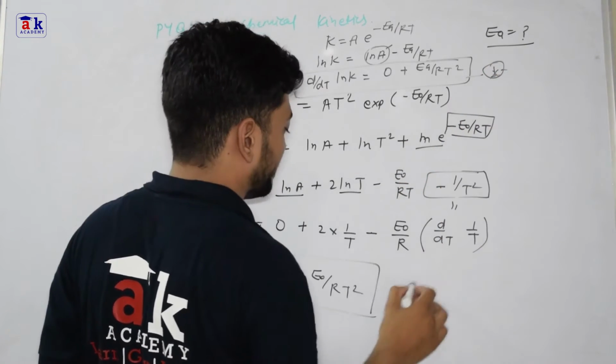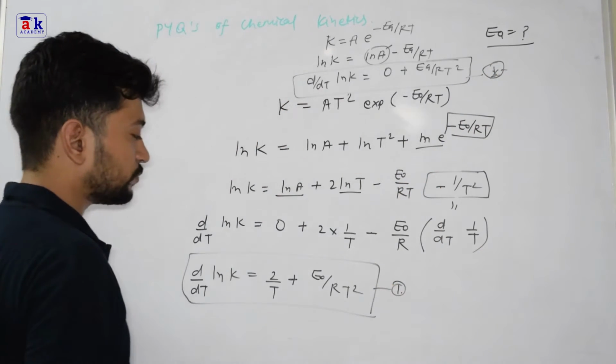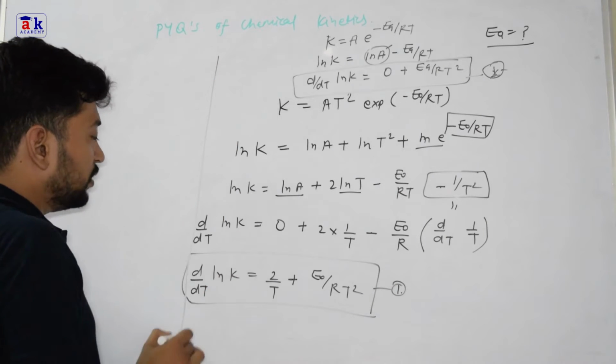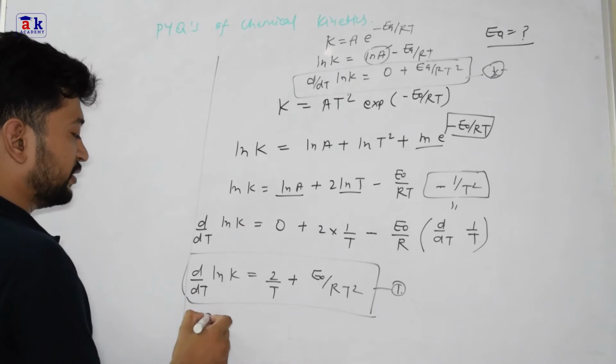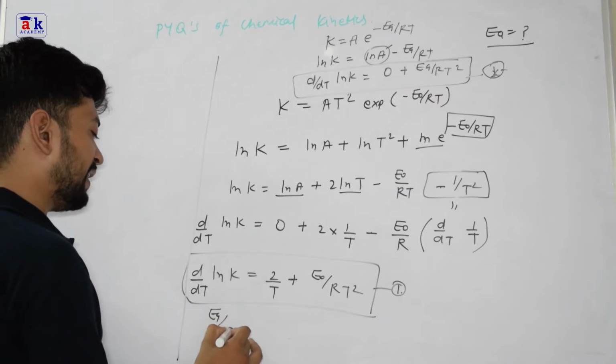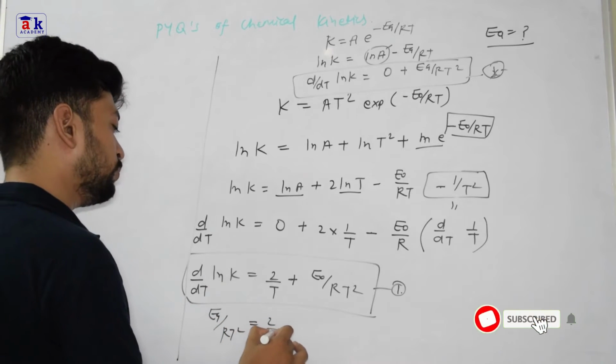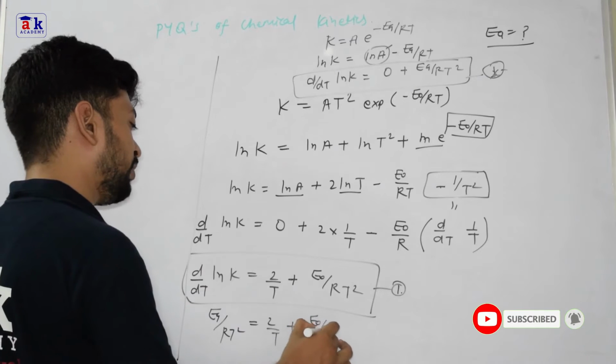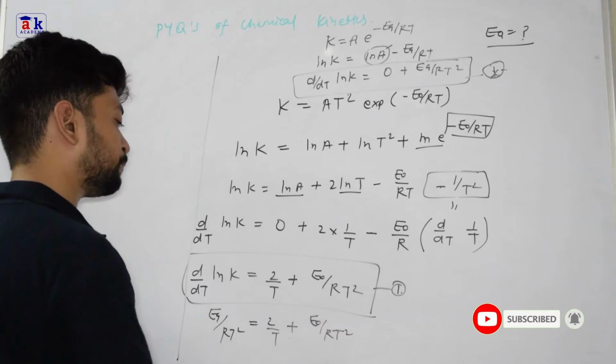So this is your second equation and this is your first equation. So now let's put the second equation into the first equation. So this will become Ea/RT² = 2/T + E₀/RT², right?